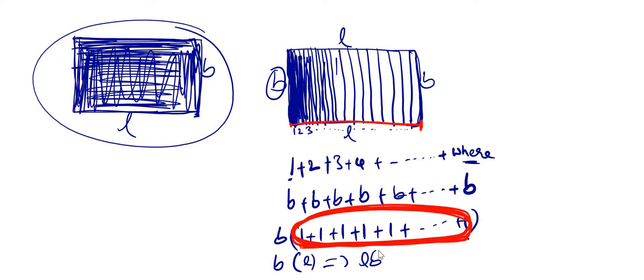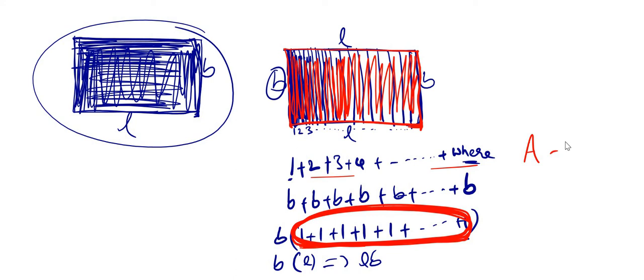Once again, as I told you before, the whole space inside of this box, we counted the whole space. That's it. Now the area is length into B.